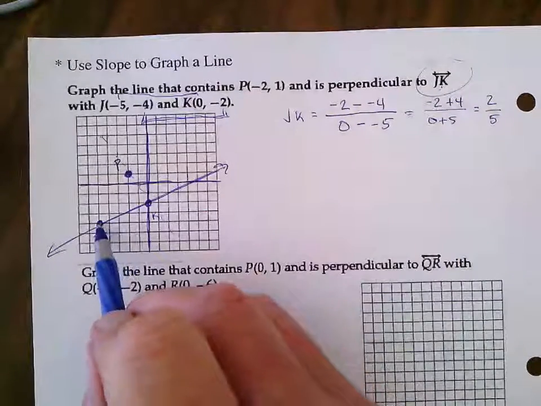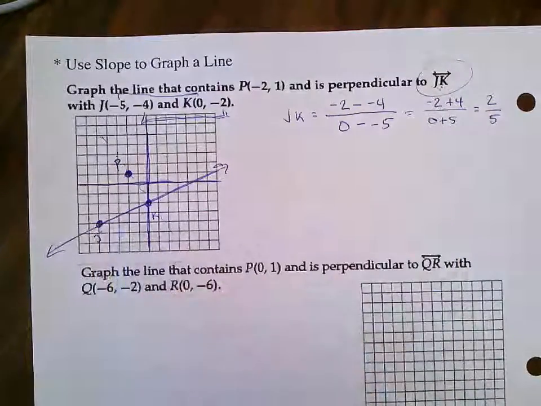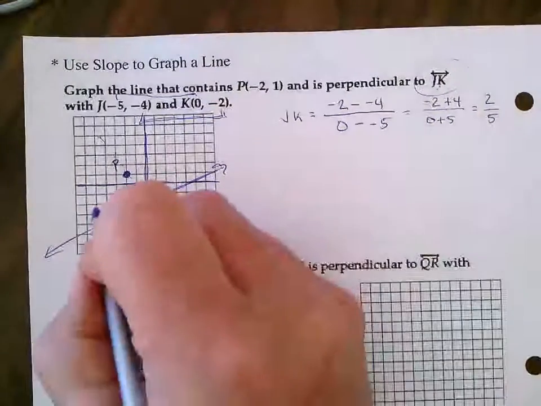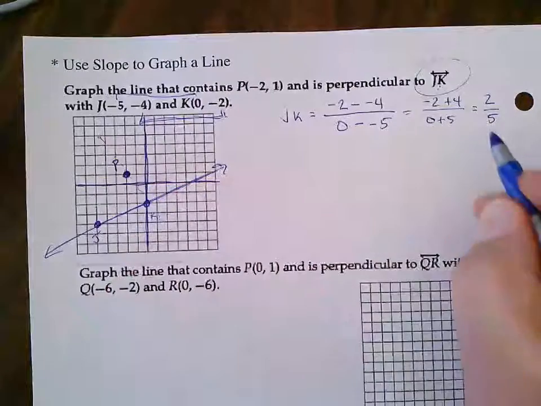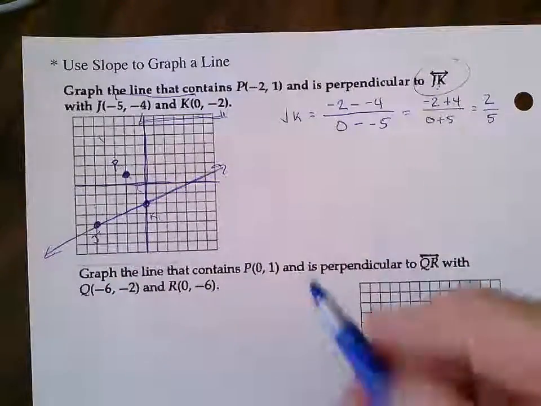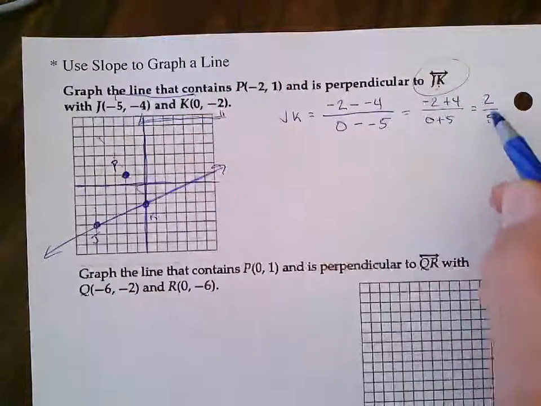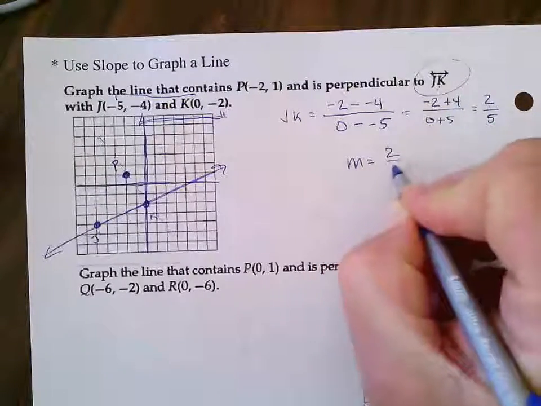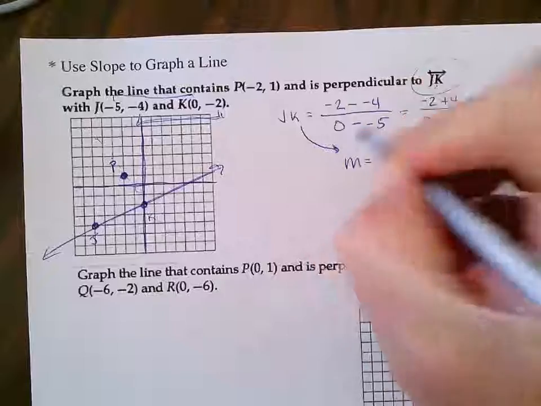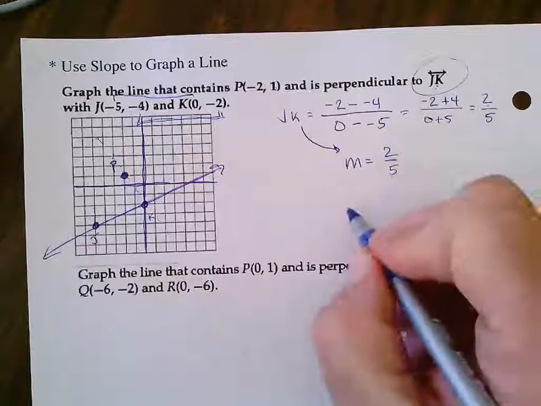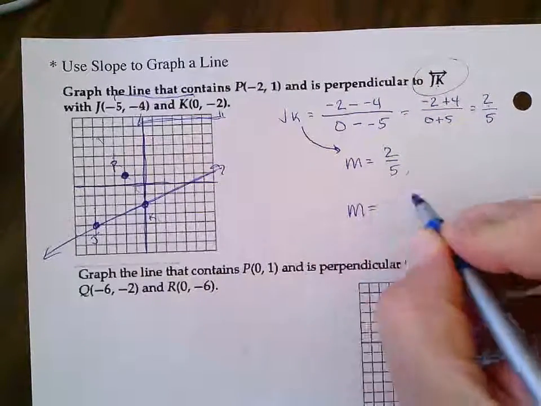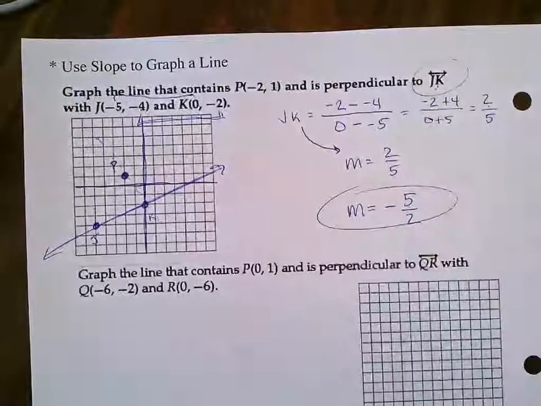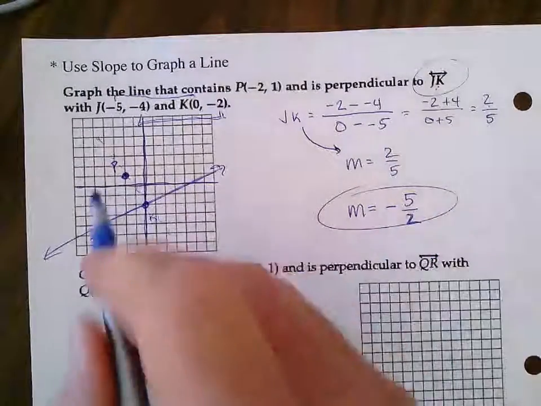Could I have just done rise over run on this? Probably, which would be much easier. So I could have just gone up 2, which is right there, and then ran 5. So just make sure that works. So my line that goes through P is not going to have 2/5 as the slope. JK has a slope of 2/5. My line is going to be the negative reciprocal. So the one I'm going to use is negative 5/2. And I'm going to do rise over run from this point.